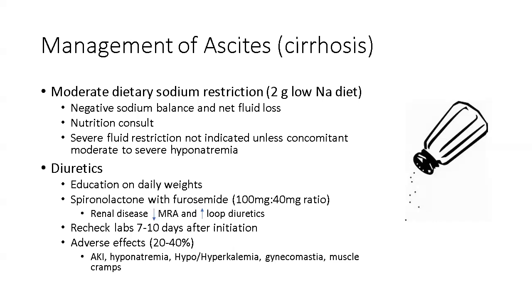And then up to 20 to 40% of people will have adverse effects from diuretics. And we all know these: AKI, electrolyte derangements, either hypo- or hyperkalemia. Painful gynecomastia, especially at higher doses of spironolactone, can be bothersome to people. You can switch them to canrenone or amiloride, and they're less likely to have that specific side effect. And then people have muscle cramps on the higher doses of diuretics. So 20 to 40% is a lot. And we all know that people stop their diuretics for different reasons.